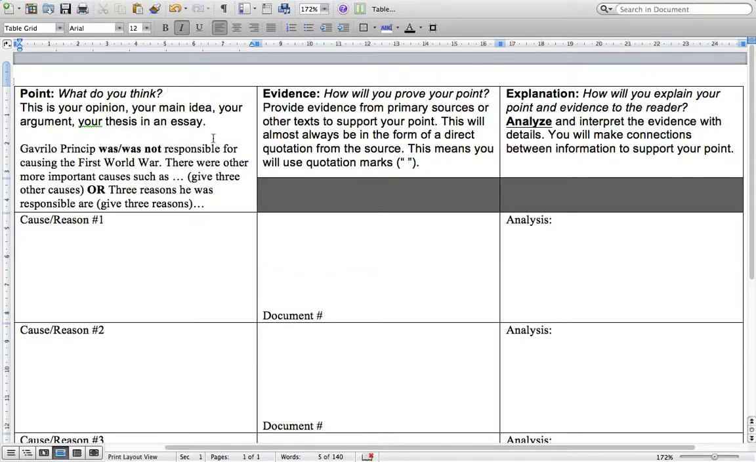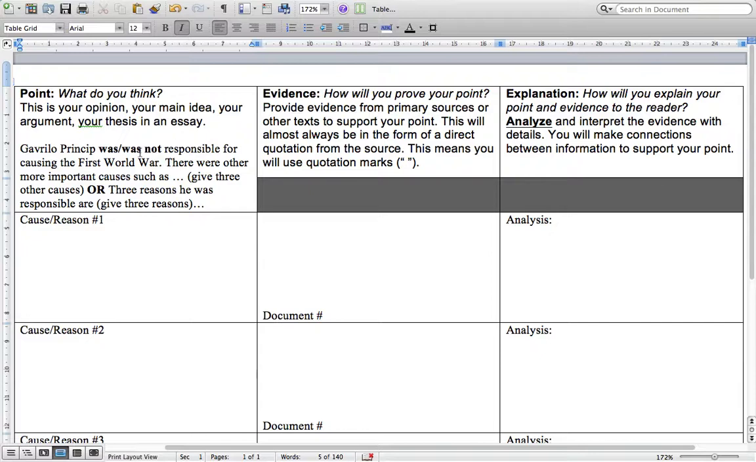So, point, what do you think? This is your opinion, your main idea, your argument, your thesis in an essay. Remember our essential question. Basically, what we're writing the essay about is whether Gavrilo Princip was responsible for causing the war. Your point is then either Gavrilo Princip was or was not responsible for causing the First World War.